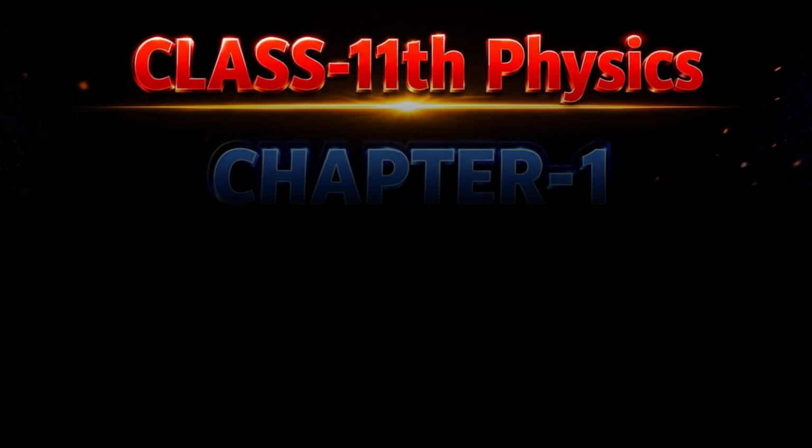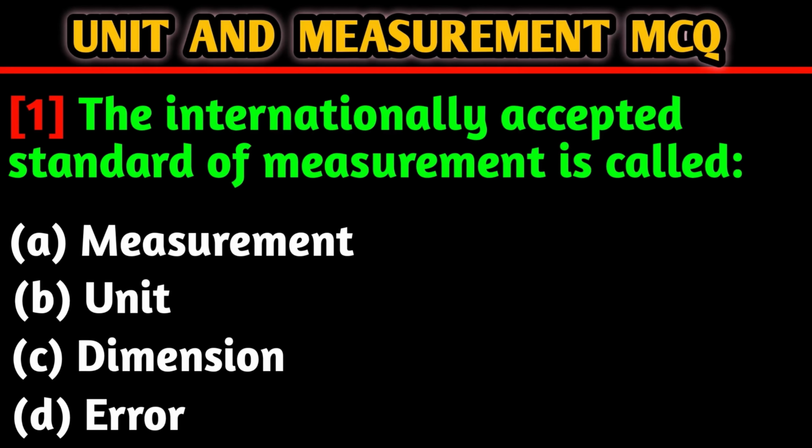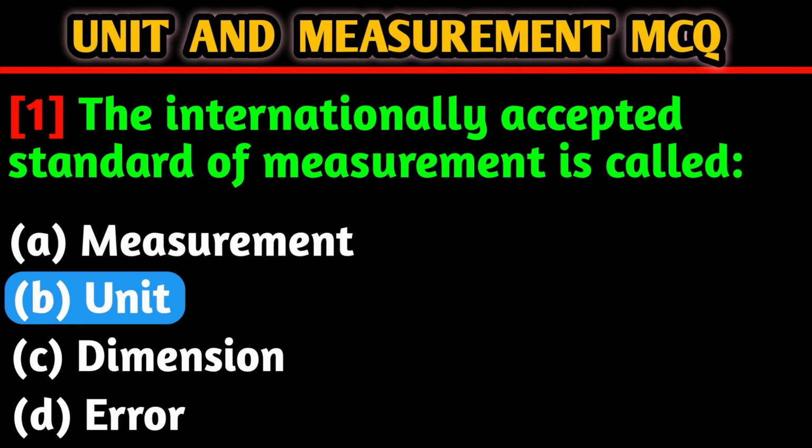In this video, we are going to discuss Class 11, Chapter 1, Unit and Measurement MCQs. Question number 1. The internationally accepted standard of measurement is called? Option A, Measurement. Option B, Unit. Option C, Dimension. Option D, Error. And the right answer is option B, unit.